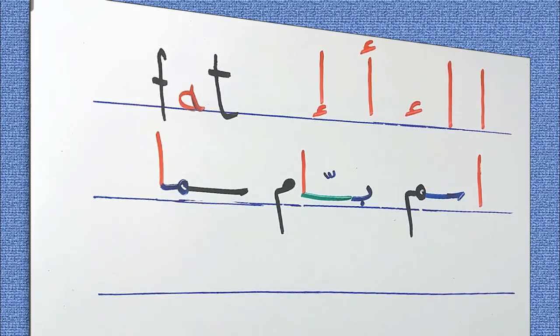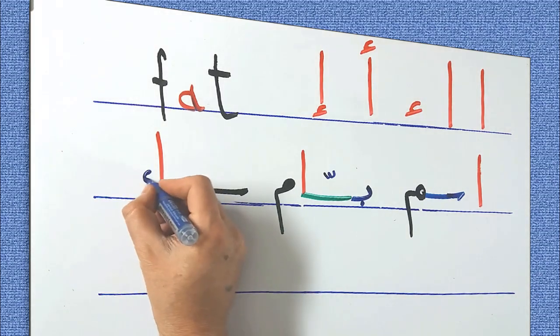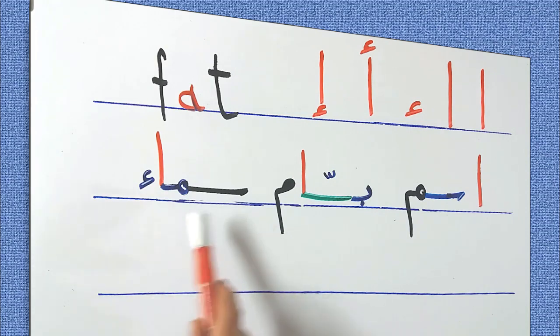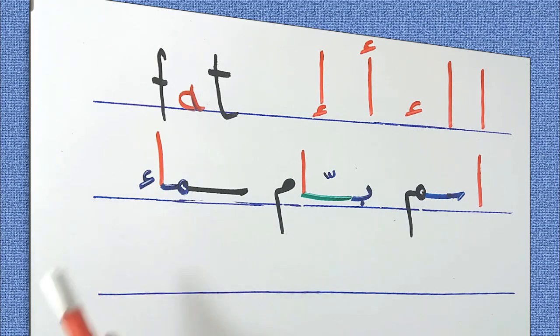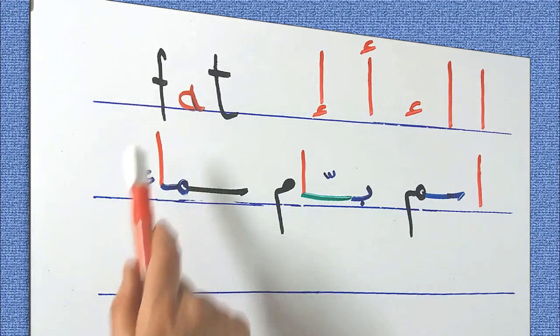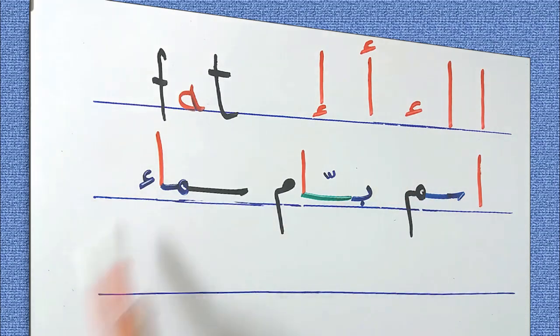Now, let's look at the last word here. The last word is Sama. Seen, S, Mim, M, Sam. Now Alif, A, Sama. This is the Hamza. Now Sama means sky.